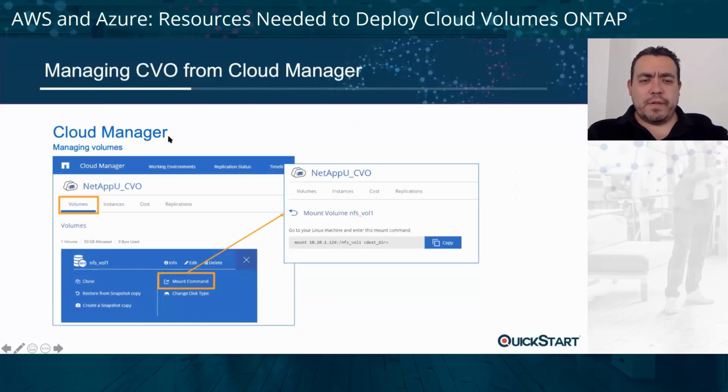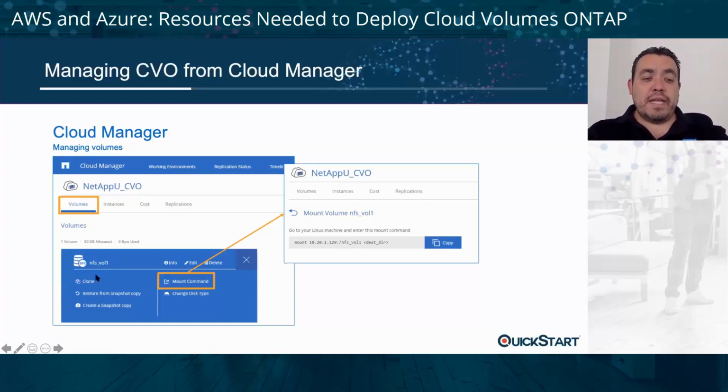We can deploy multiple CVOs. We can enable replication. Guys, it's so easy to enable replication. We just drag and drop the on-prem to CVO using Cloud Manager, and then it starts a replication for you. We can do the NAS management as well. As you can see, we are going with NetApp View CVO.